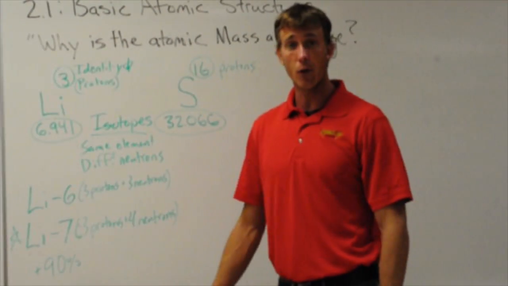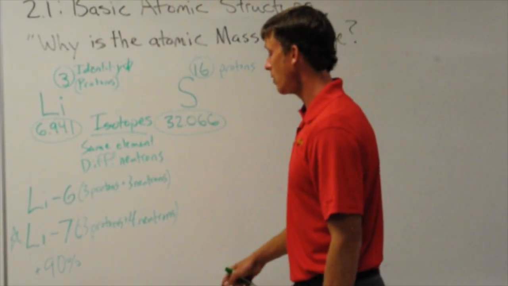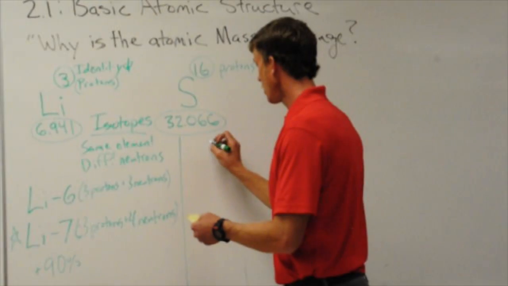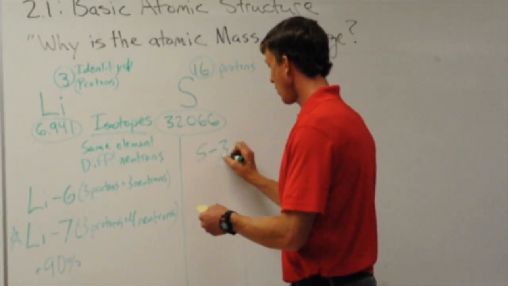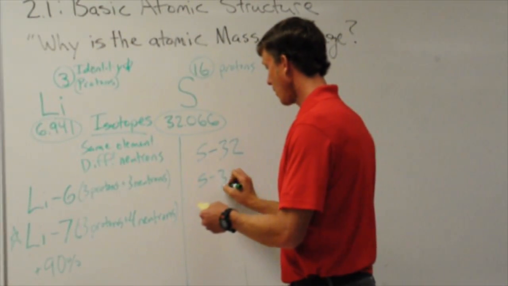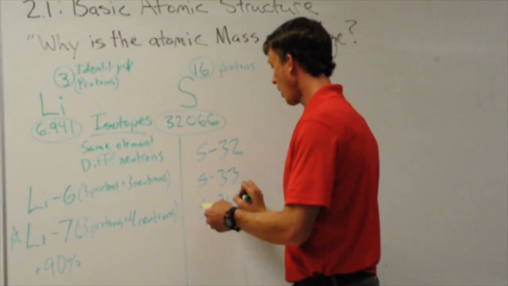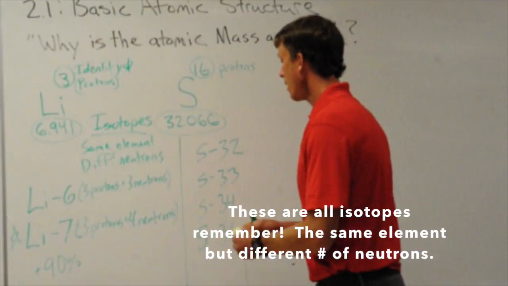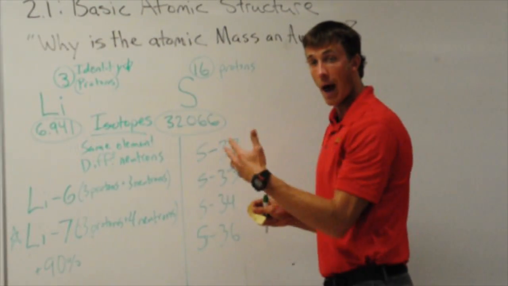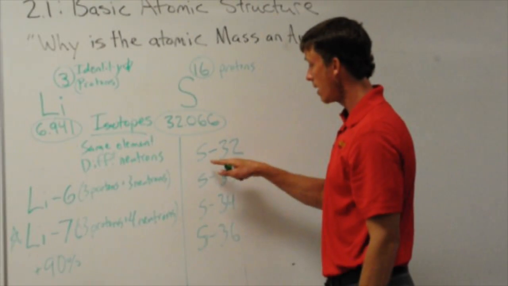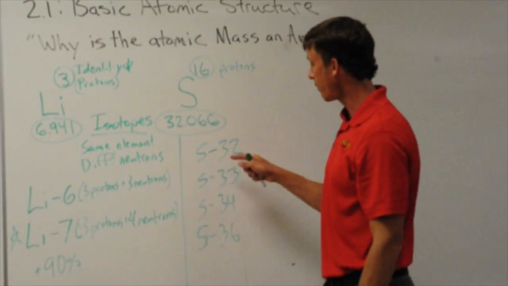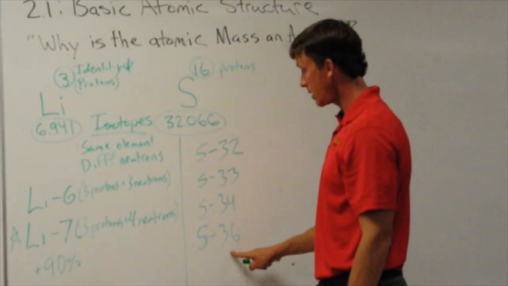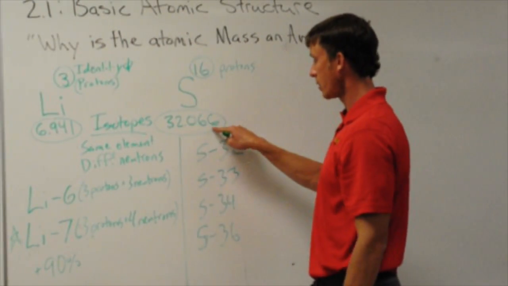So maybe pause the video for a second and try to do sulfur when I tell you how many they have. So let's do sulfur. I'm just going to give you the elements first. So we got S32, S33, S34, and S36. All this means is that there's more than one kind of sulfur atom, or they weigh differently. So this one weighs 32, this weighs 33, this weighs 34, and this weighs 36. But the average is 32.066.